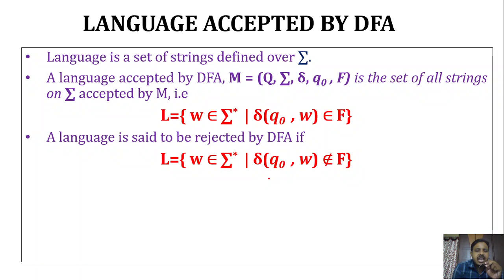Next. In today's session, we will discuss what a language is, and when we can say that a language is accepted by a DFA. First, what is a language? A language is a set of strings which are defined over the alphabet set sigma. Whatever set of strings you can generate over the alphabet set is called a language. That is the general definition of a formal language.